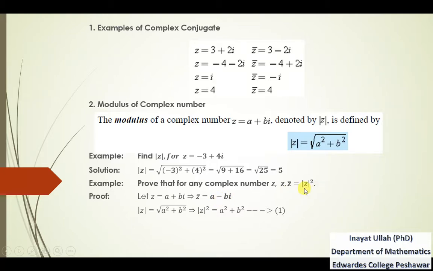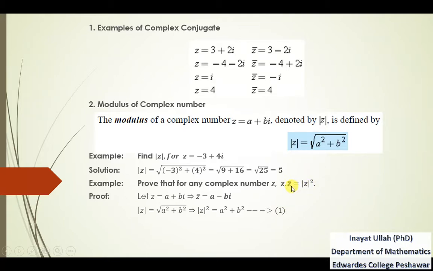Now we need z modulus. The modulus of this z is the square root of a square plus b square, and we need the square of modulus. So that is the modulus of z. So its square will be equal to a square plus b square. That square root will be removed because of square. So that is equation 1, which is actually right hand side.